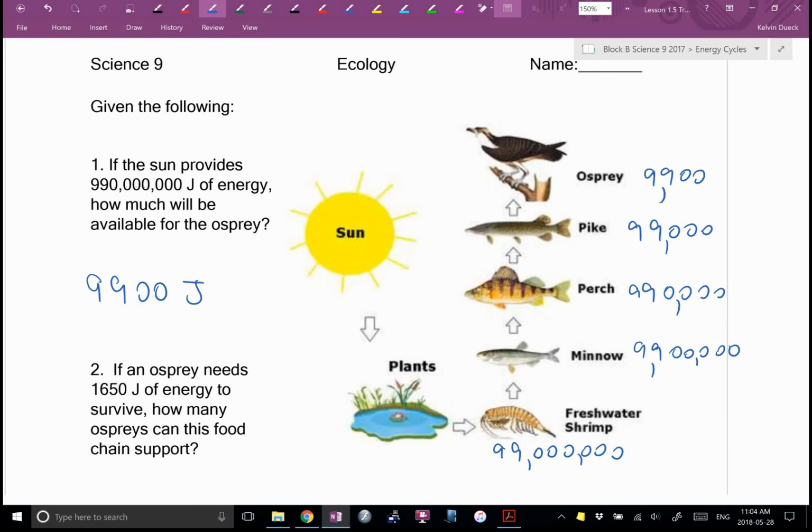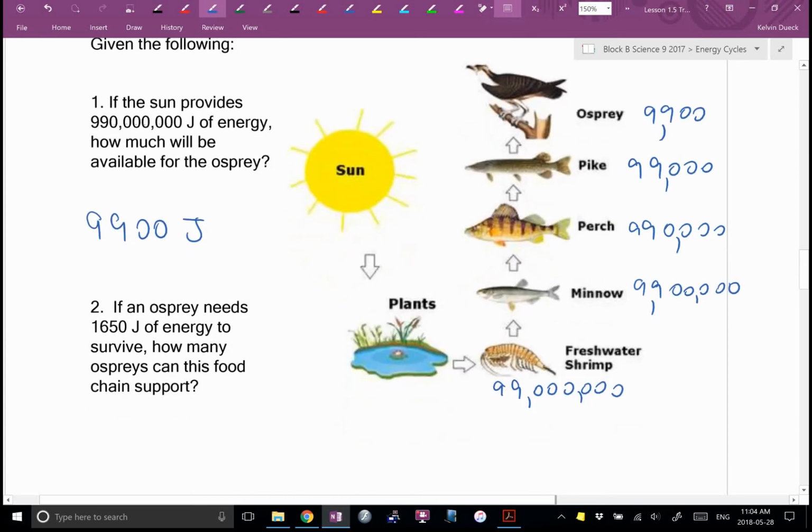So if this was your ecosystem, and this is a really simplified ecosystem with only one straight line. Of course, they're much more complex in real life. But if an osprey needs 1,650 joules to survive, how many ospreys can this support? You can use your phone calculator, then put it face down again on your desk so you're not looking at your screen. Is it 5 or 6? What, is it exactly 6? Yeah. So I was making up nice numbers.